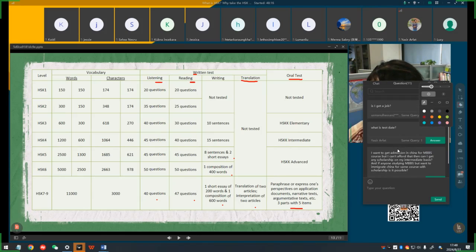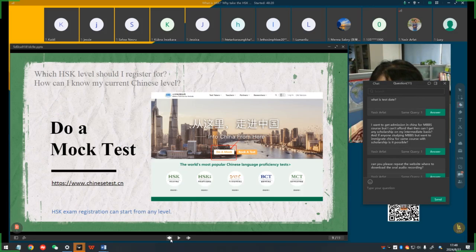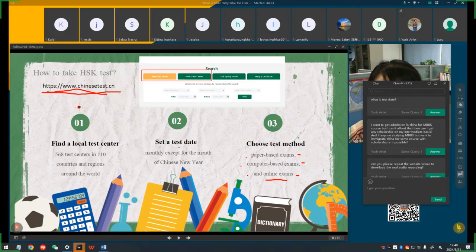What is the test date? I already talked about that before. You need to check the official HSK test website, and from the website you will view the test dates; you choose and search, and it will help you get the test dates. There is a test each month except for the Chinese New Year month.